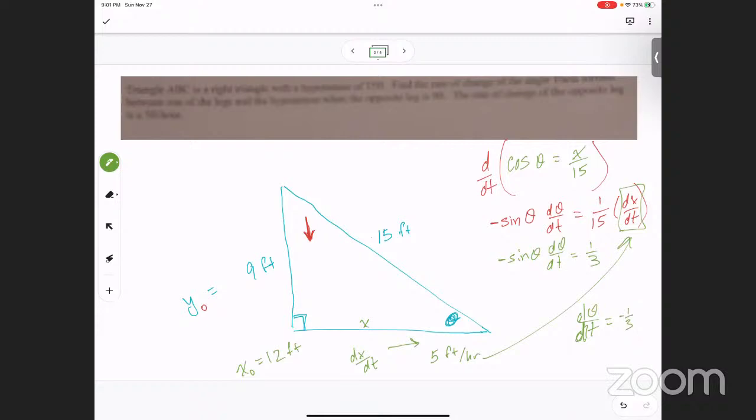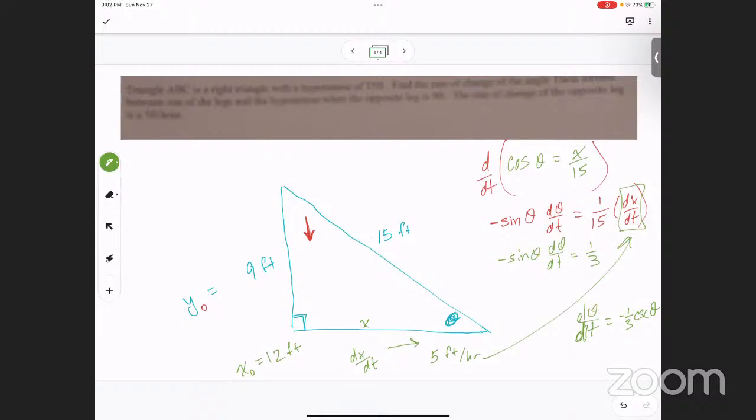What's 1 over sine of theta? What's the reciprocal of sine? Cosecant. So the rate of change of the opposite leg, or find the rate of change of the angle.